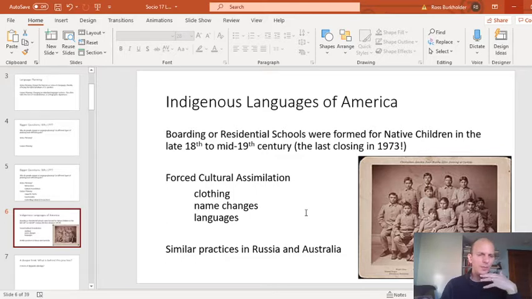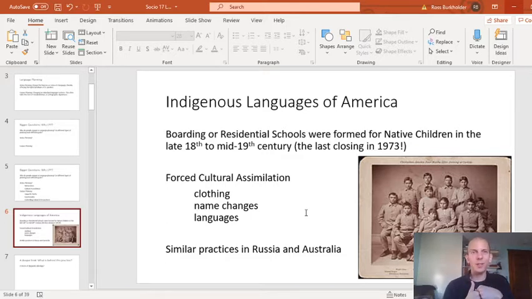And these were practices that were going on not just in the United States, they took place in other areas as well, such as Russia and Australia. We'll talk about Russia a little bit later on today. Now, think about that in context with the last one closing in 1973. These children were taken and forced to go through these traumatic experiences as children, which intentionally dissociated them from their families and from their culture.